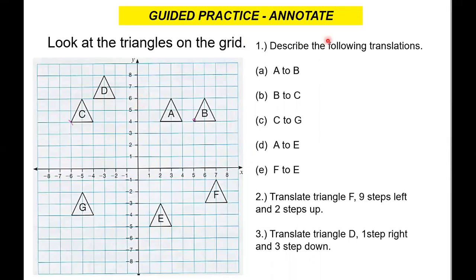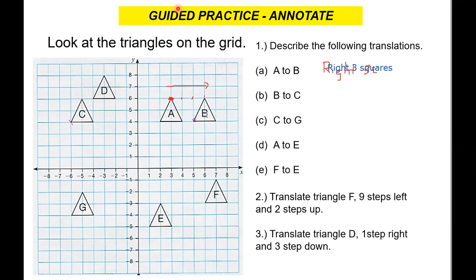Okay, let's do this one. Describe the following translations, letter A to B. So we will see what is the translation of A to B. Okay, so let's try. Again, as I said, let's mark. So this is A, it will go to B. So this is very easy, it went to the right. And how many? 1, 2, 3. So it will be 3 squares right.